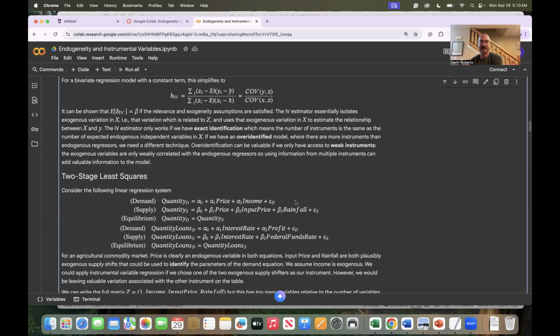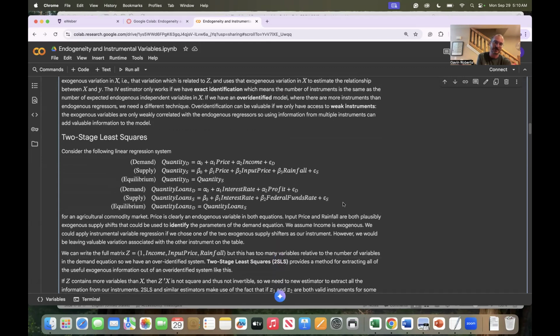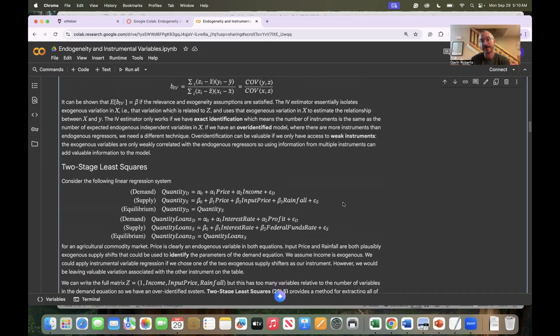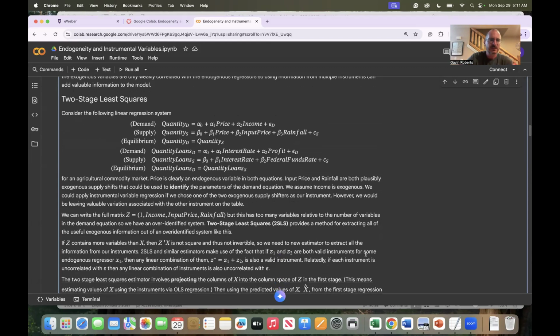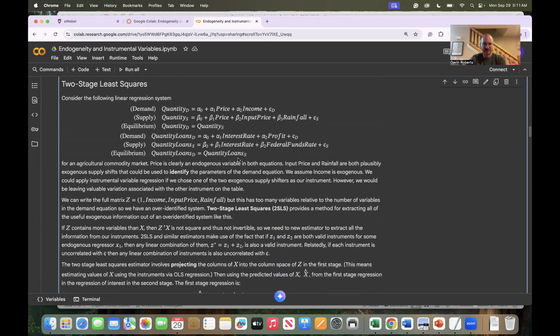This is just like saying, if I could only shift supply, then I could just use that shifter to get the demand curve parameters. This says the same thing as that, but now this is much more general than that argument was. Now, we have many cases where we might set up a big system of equations, like in a supply and demand system or a predator-prey system or something like that. And then a better method probably is two-stage least squares. So consider the following linear regression system.